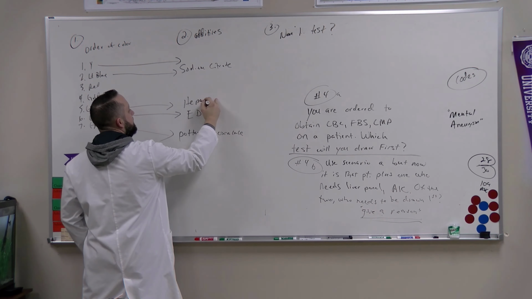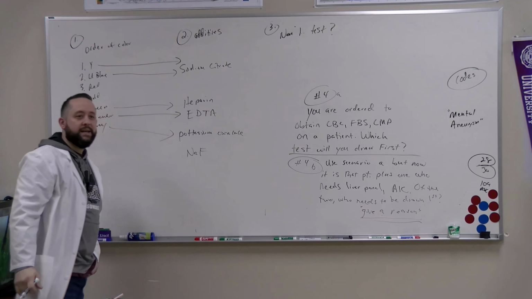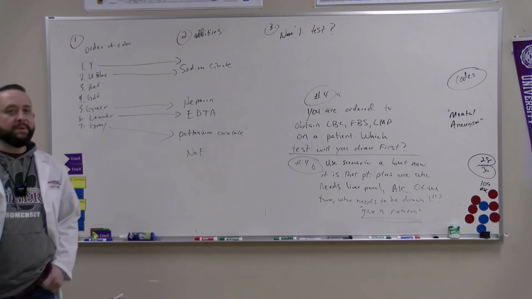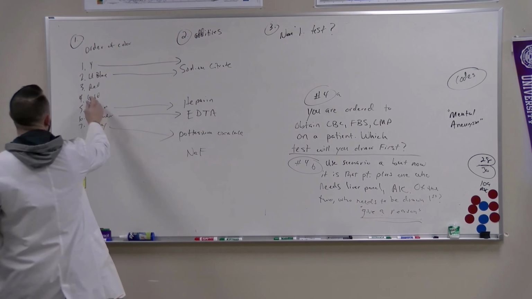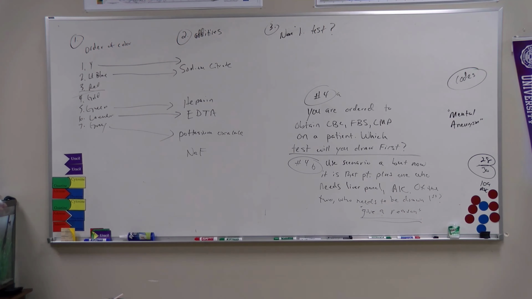Gold is either empty or it's got a clot activator in there, like sand, glass. The tiger top tube has gel in the bottom, which sometimes goes in here. When you go look at it in the book and review this, you'll get it.